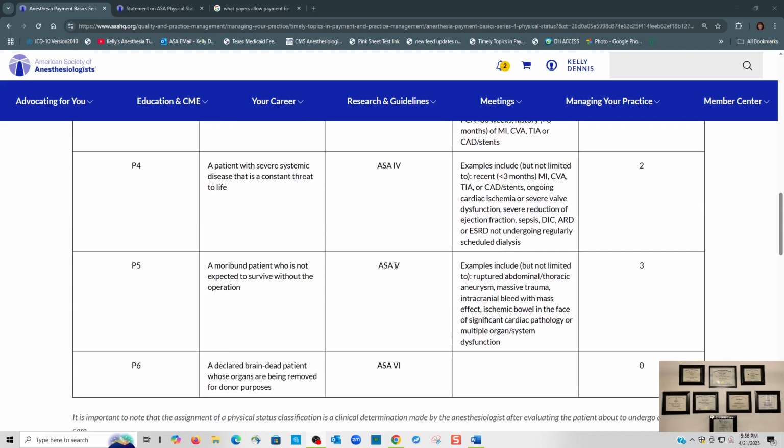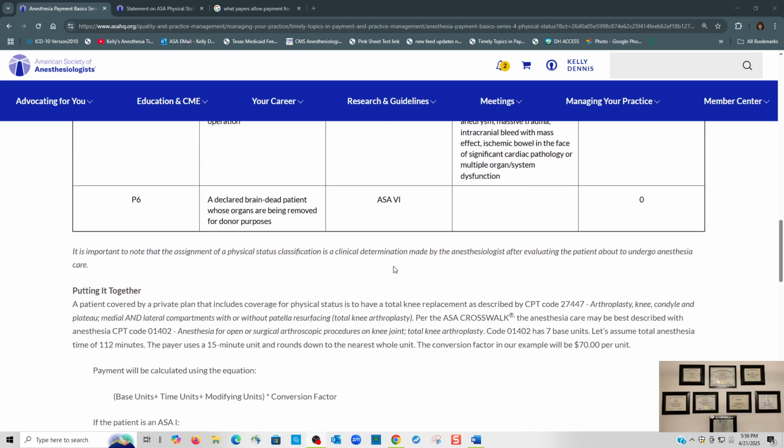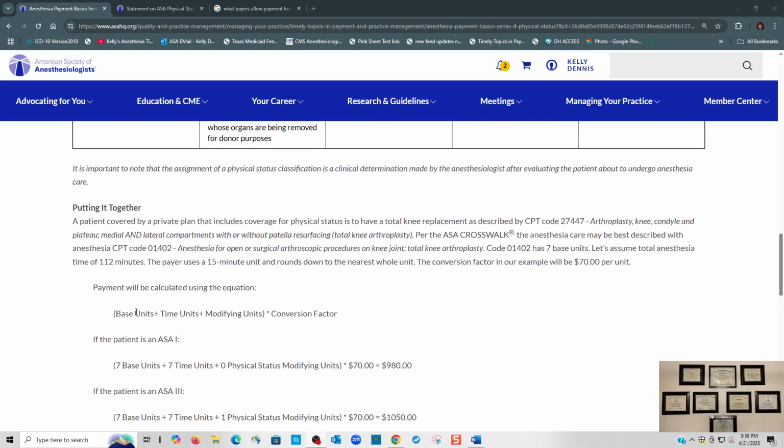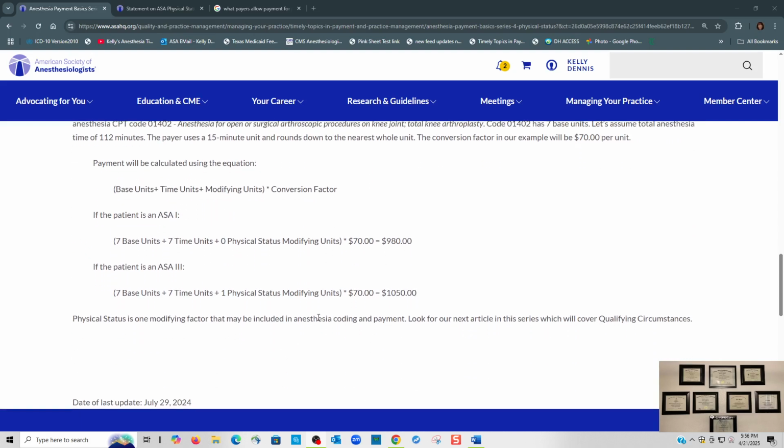So here I'm going to also give you another link, and this explains how you do it by putting the physical status modifier on. It talks about the payment. They use examples, but they're very easy to follow, and look at that.